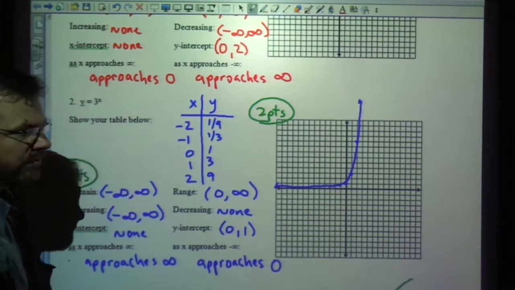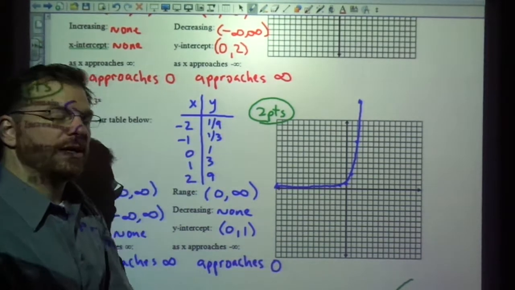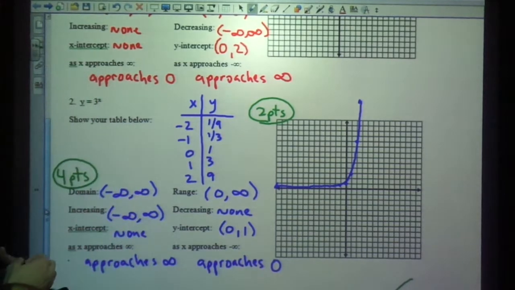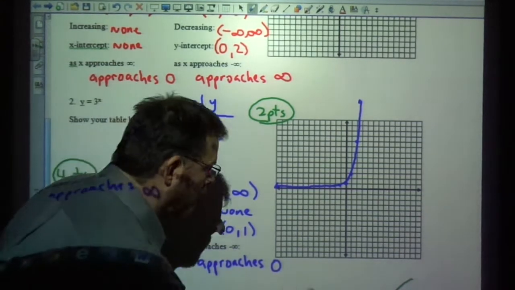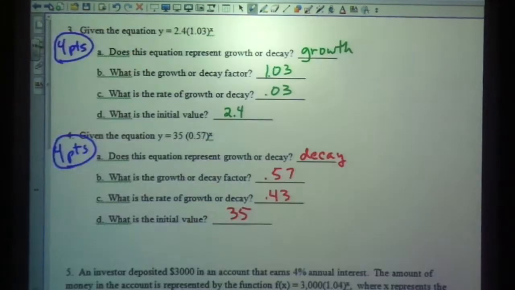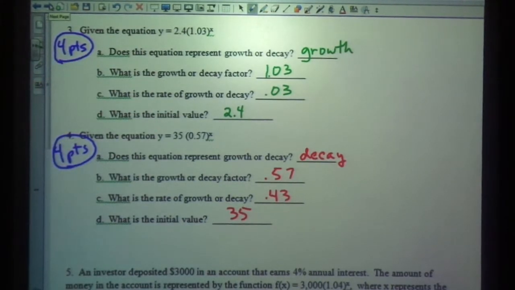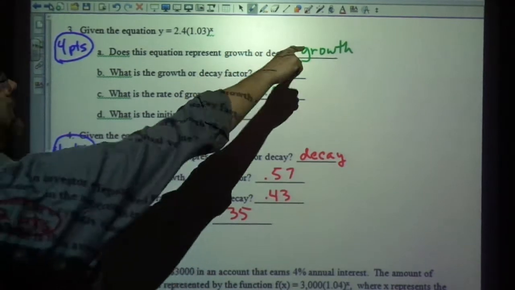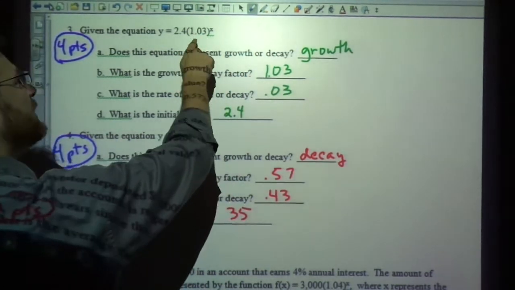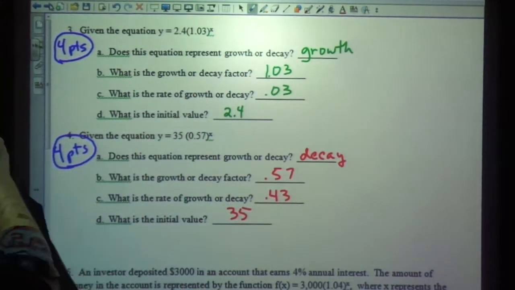So we should have a score of 12 points on this first page. At the bottom of the first page, give how many points they got right out of 12. Page 2. Each of these is worth 1. It's a 4-point problem. This is growth. Anything bigger than 1 in here is growth. If it's less than 1, it's decay.